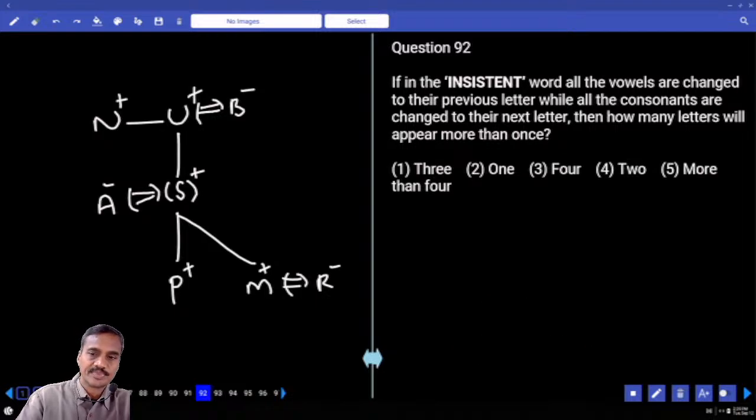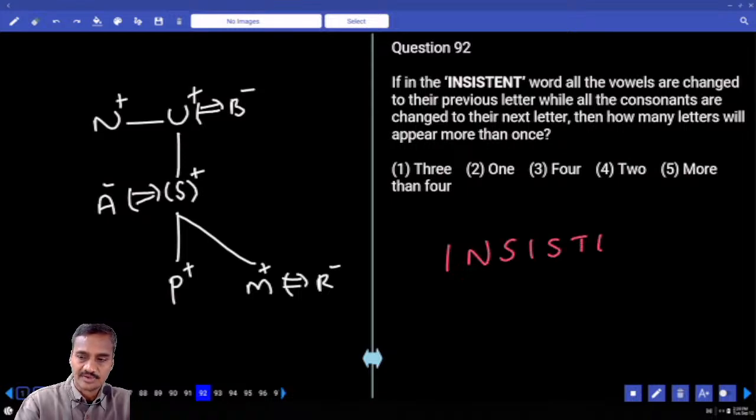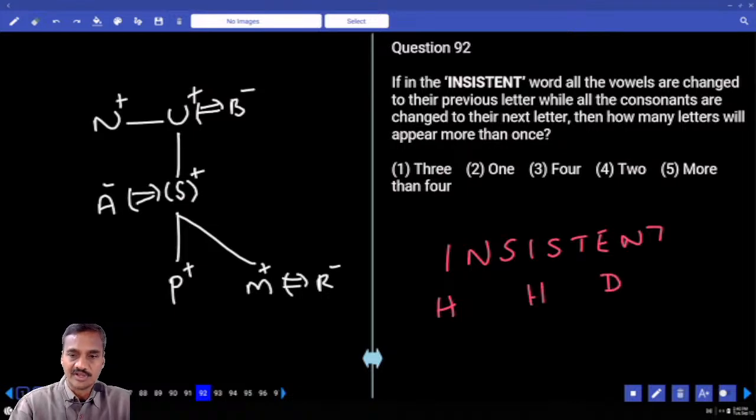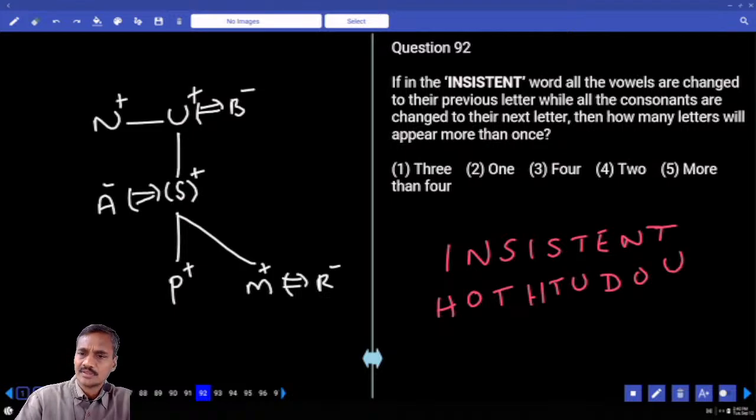Then 92, the word INSISTENT, I-N-S-I-S-T-E-N-T. In this word, all the vowels are changed to the previous letter: I has become H and E has become D. And all the consonants are changed to the next letter: N-O, S-T, S-T, T-U, N-O. Then how many letters will appear more than once? O appears twice, T appears twice.